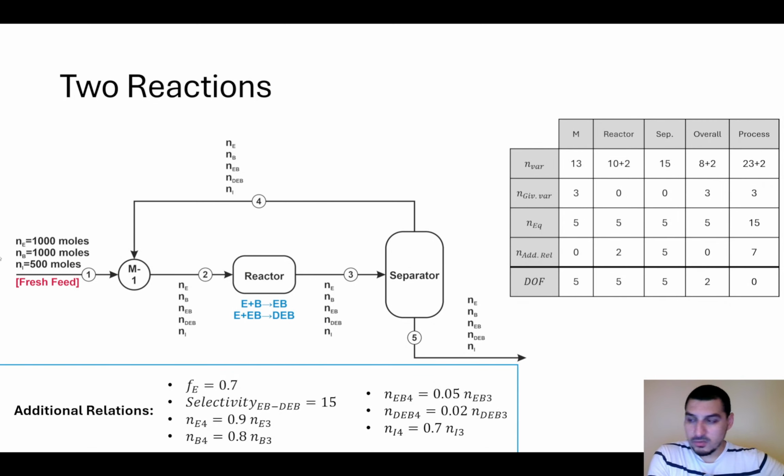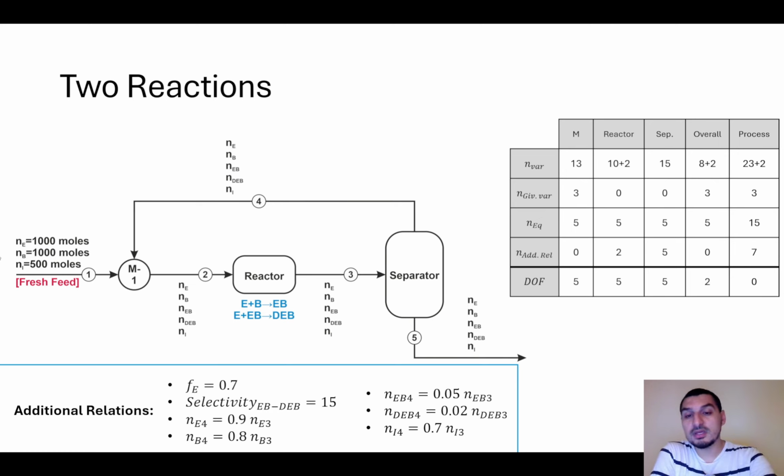Hello everybody. So this is one extra video that I was not planning to make, but this was a question that I was asked about the tearing process. And this question was about the reactor, especially because the reactor is not complicated, but it is the most detailed unit regarding the equations compared to the rest of the units.